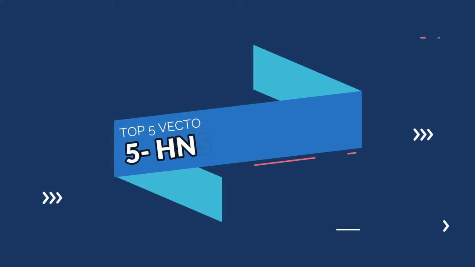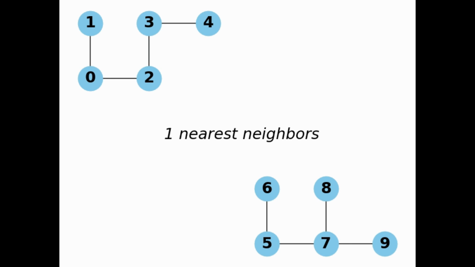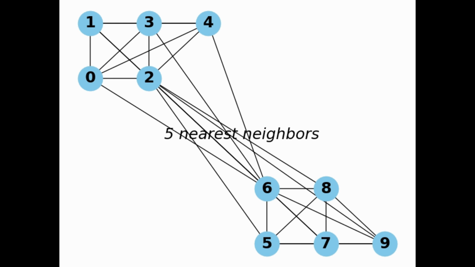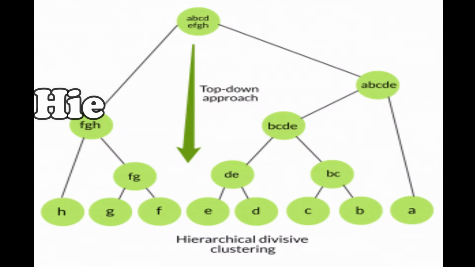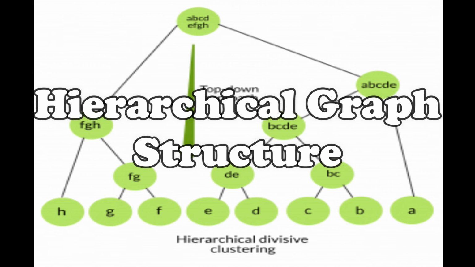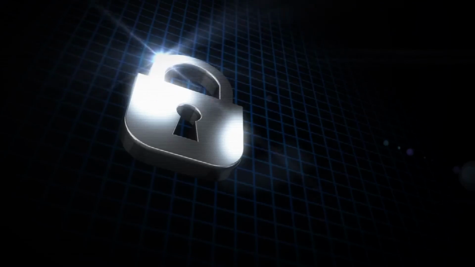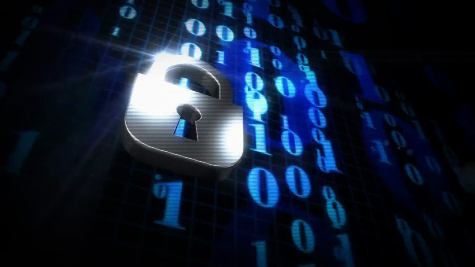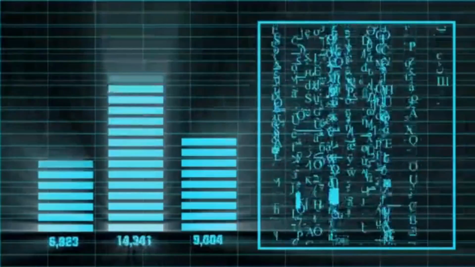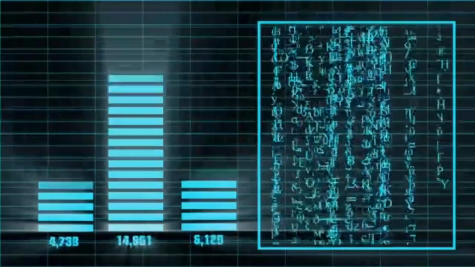And then finally, on number 5, we have Hierarchical Navigable Small World. It is an algorithm for approximate nearest neighbor search. It constructs a hierarchical graph structure allowing for efficient and scalable searches in high-dimensional spaces. It is commonly used in vector databases and applications where quick and approximate similarity searches are crucial.